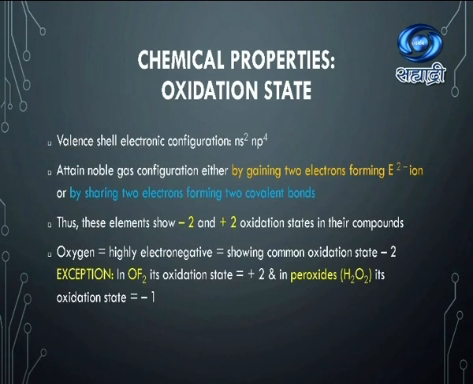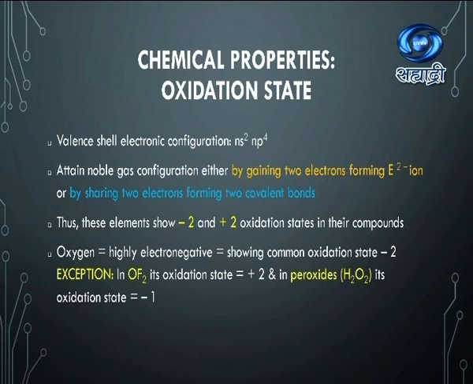Now let's discuss some of the chemical properties. First is oxidation state. The valence shell electronic configuration, as we studied, is ns2np4. So it can attain noble gas configuration by gaining 2 electrons, forming the E2- ion, where E represents any group 16 element. Or there is another possibility: the noble gas configuration can be achieved by sharing 2 electrons, forming 2 covalent bonds.